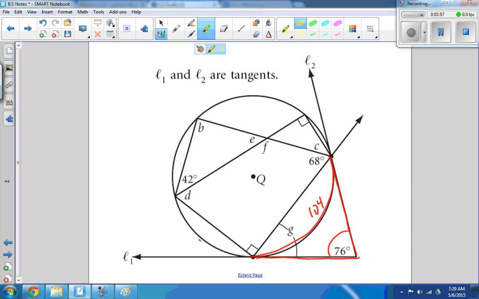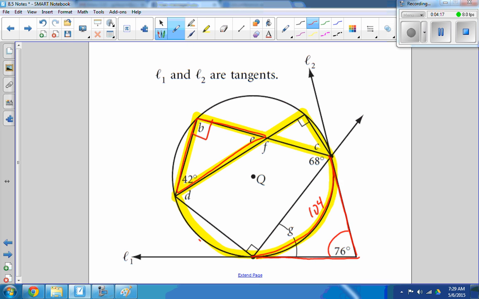Now let's look elsewhere. This inscribed angle and this inscribed angle create the same arc. That means those angles are congruent. So this angle is 90 degrees. Look, we've got a triangle. 42 plus 90, 48. 48. And then this is 132. Another triangle, so angle C is also 42.